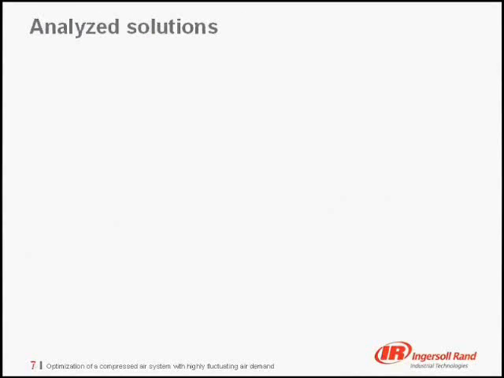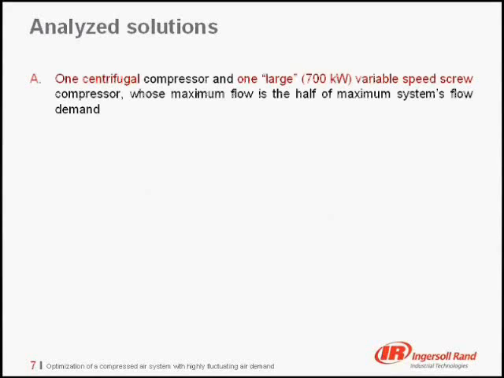As mentioned earlier, the research has analyzed the energy consumption in all the 5 cases just explained for the following solutions. The first solution has 1 centrifugal compressor and 1 large 700 kW variable speed screw compressor, whose maximum flow is half of the maximum system flow demand.